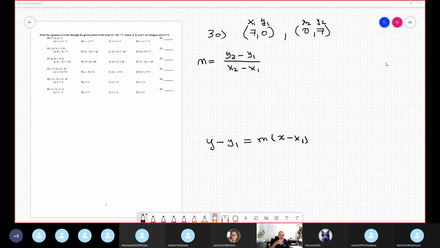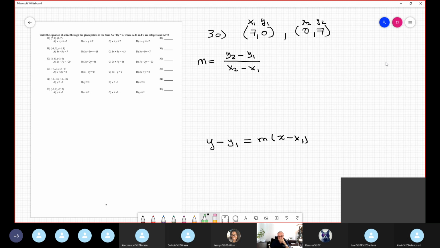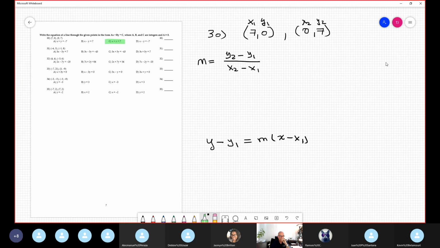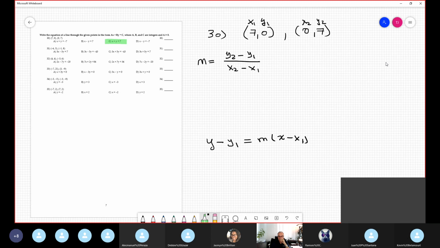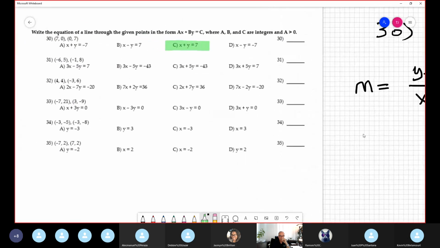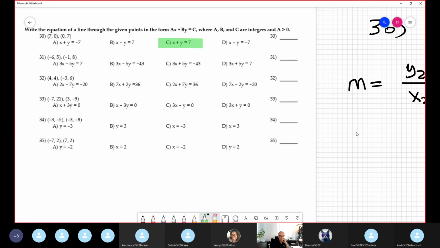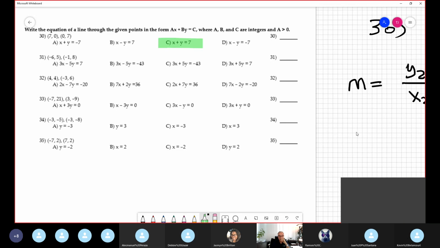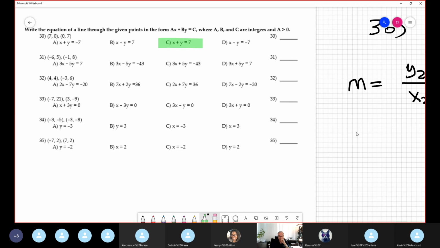Come on, what is the answer for 30? Remember, Friday we start a new chapter. No review anymore. Kevin says x plus y equals 7. Is everyone agree or disagree? Let me make it bigger so I can see very well. The answer for 30, much better, yes, C. Kevin said yes. Is everyone agree or disagree?